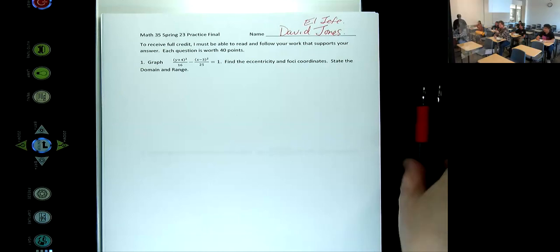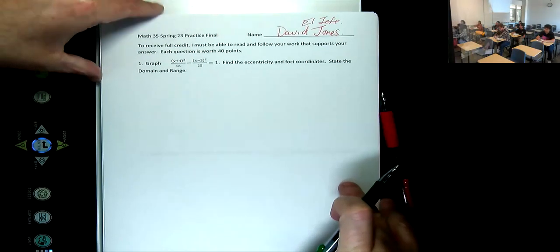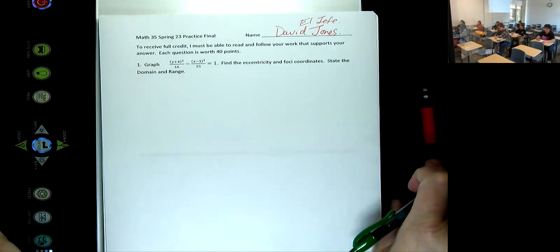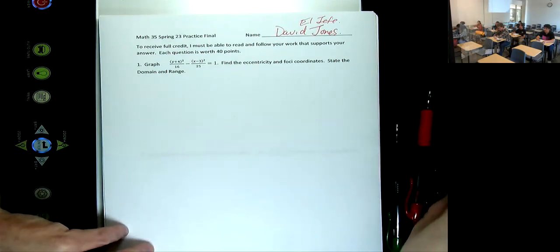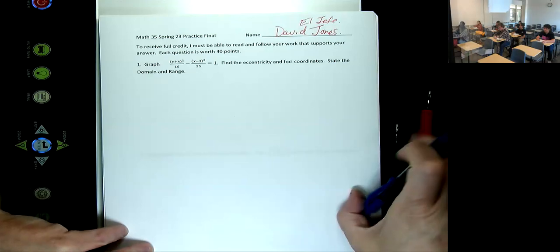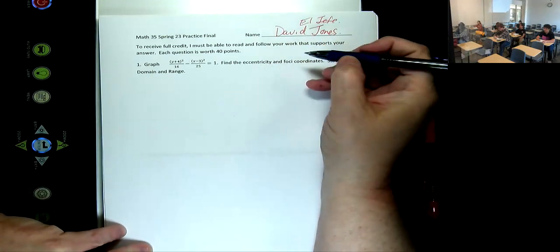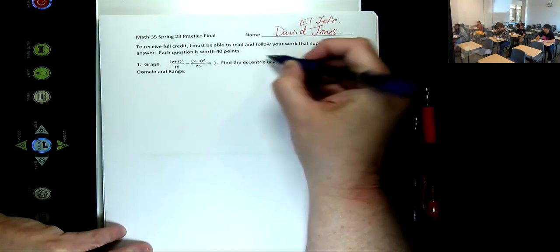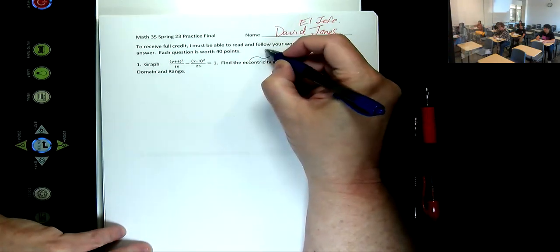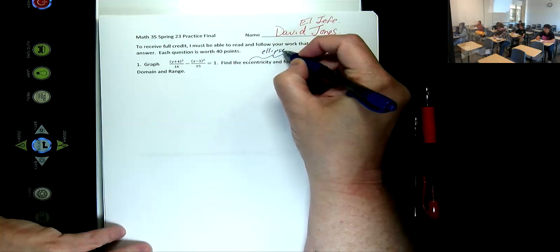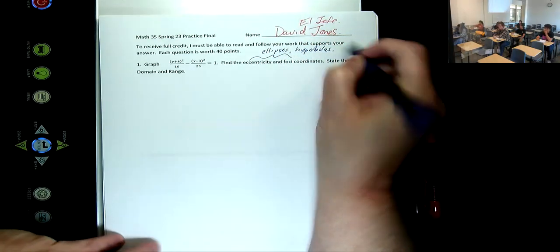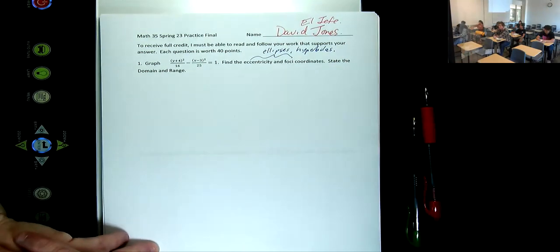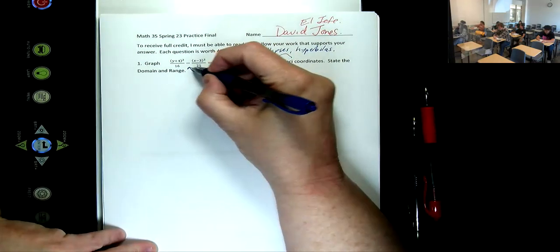All right, so what are we doing on this first one? Graph this, find the eccentricity and foci, and state the domain and range. I know the things that have an eccentricity and foci plural, there are two options here. There are the ellipses and there are the hyperbolas that have these. Which one is this one? It is a hyperbola. Why? The minus sign tells me it's a hyperbola.